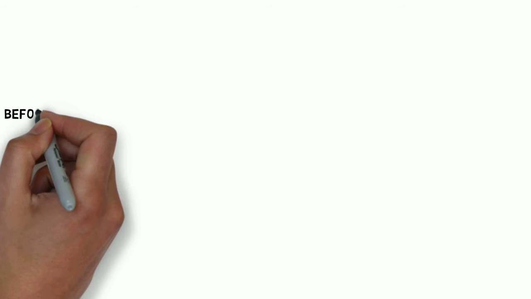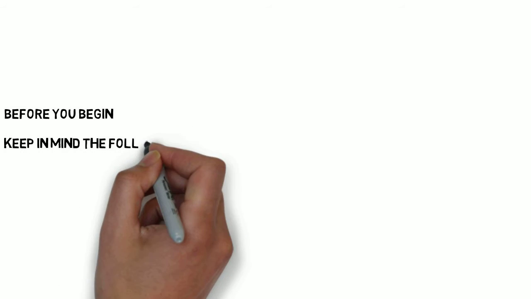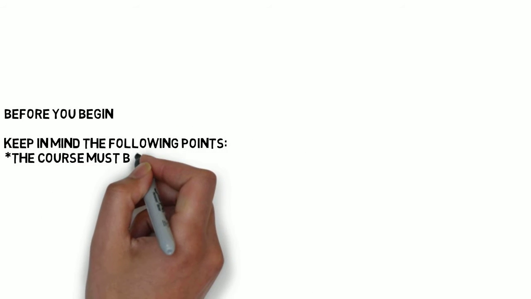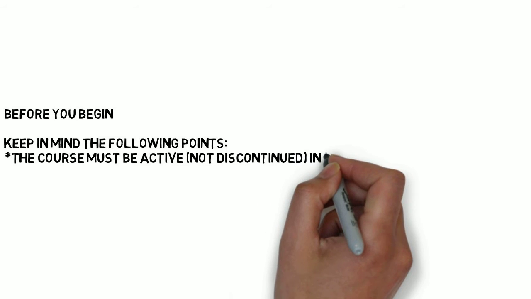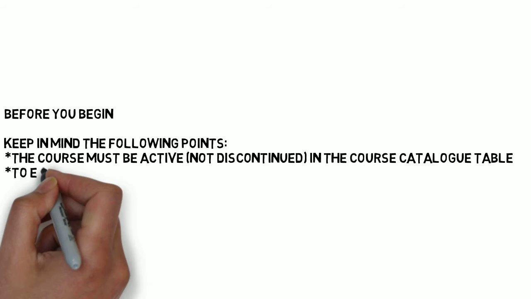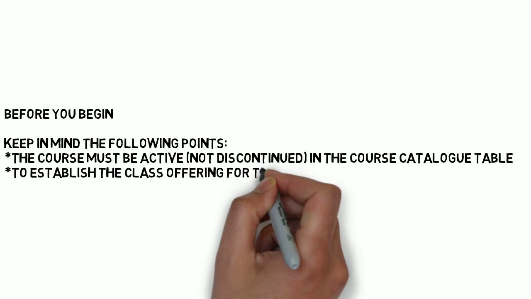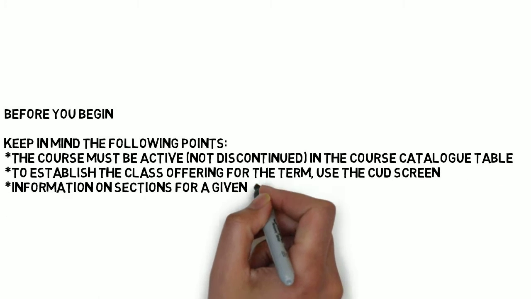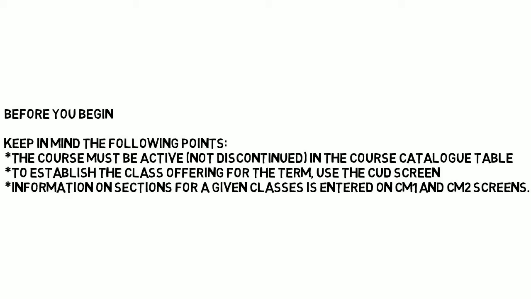Now to begin, we will add a class. Before you begin, please keep in mind the following points. The course must be active and not discontinued in the course catalog table. You will not be able to add a course if it has been discontinued. To establish a course offering for the term, you will use the CUD screen. Information on sections for a given class is entered on the CM1 and CM2 screens.